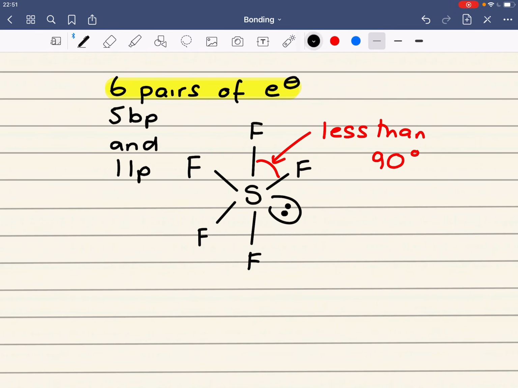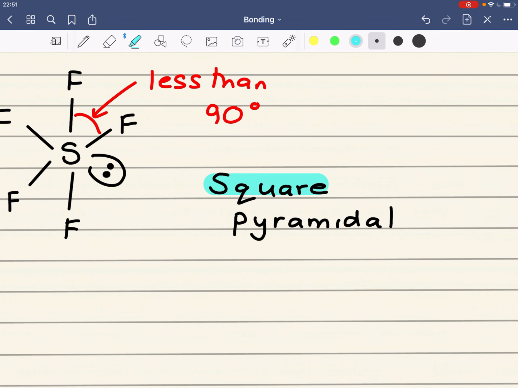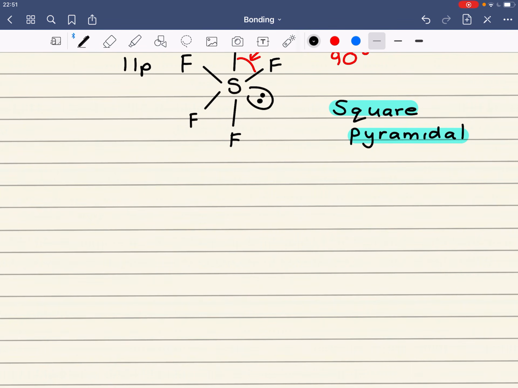The name of this shape, again, it's great if you've got a 3D model, you can see this quite easily. It's actually called a square pyramidal. So then the shape is a square pyramidal. So that's where we've got 6 pairs of electrons, 5 bonding pairs and 1 lone pair. The last one, again, there's lots of these, I know.